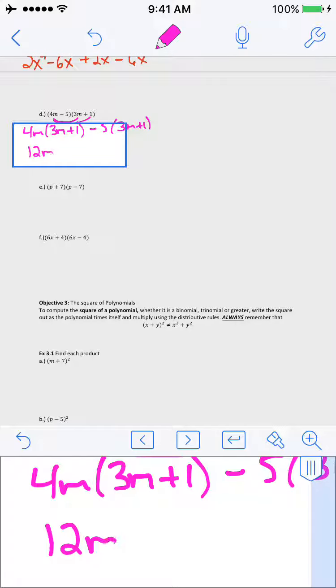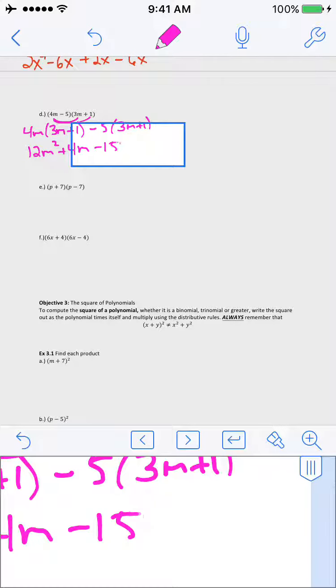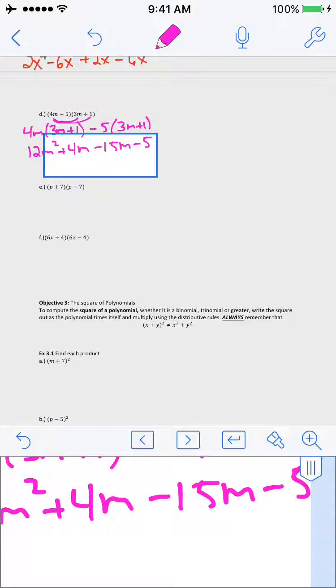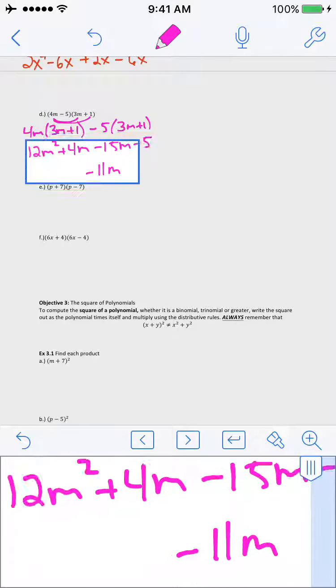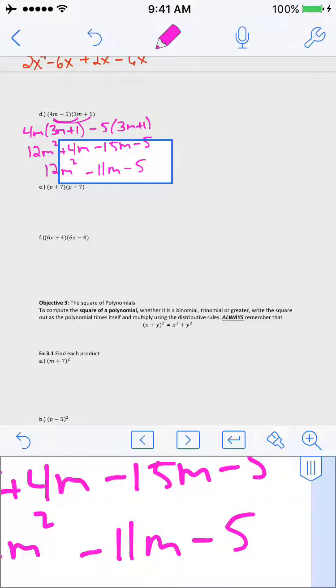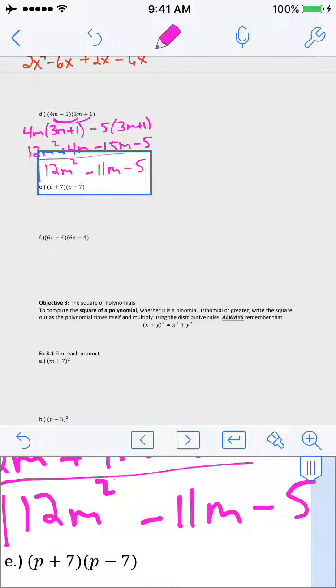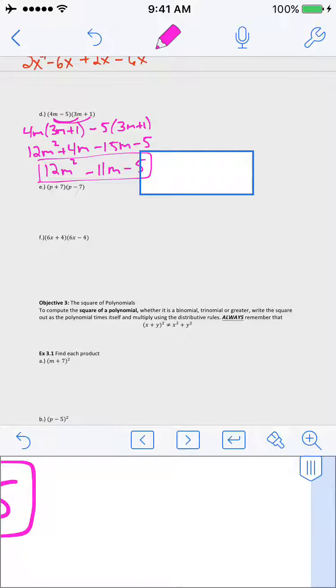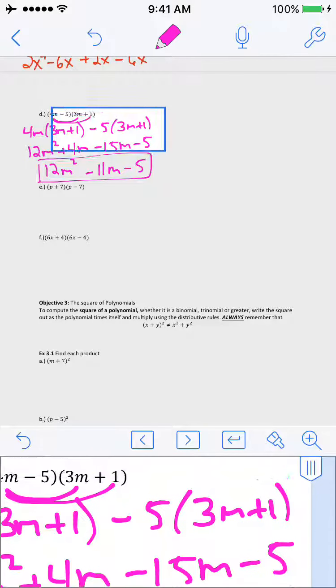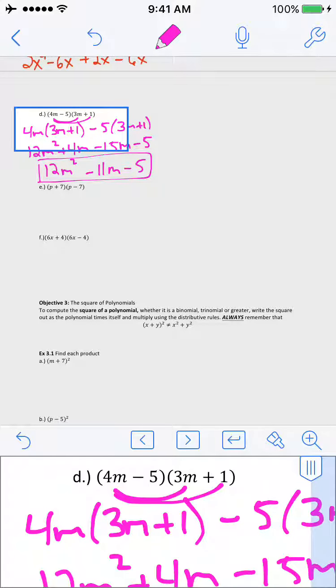So 12m squared plus 4m. Over here we've got negative 15m minus 5. And then in the middle we've got some like terms. This becomes negative 11m. And so we've got 12m squared minus 11m minus 5. Awesome possum. Cool, so by now that should be a little more fluid. No matter how many terms you have, just distribute out that first polynomial into monomials.